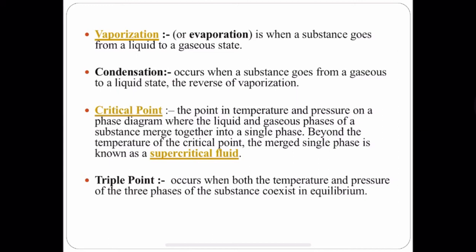Now what is triple point? It occurs when both the temperature and pressure are such that the three phases of the system coexist in equilibrium. A point where temperature and pressure are all in equilibrium condition is called the triple point.